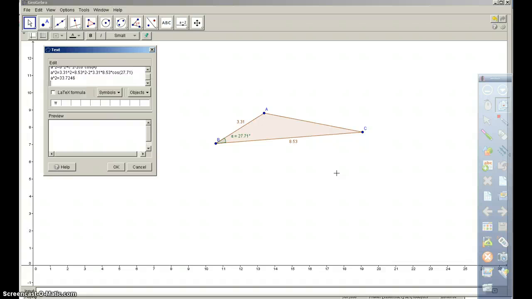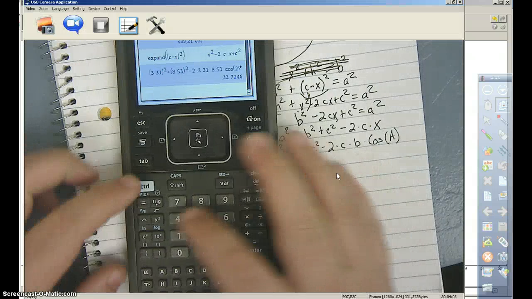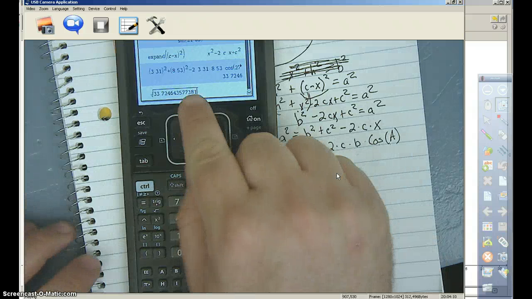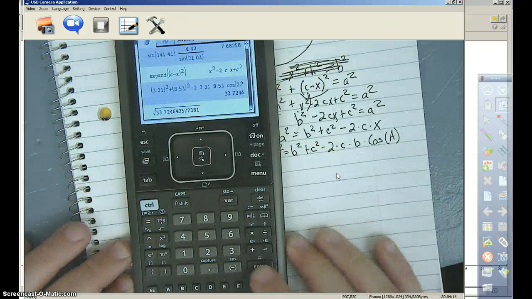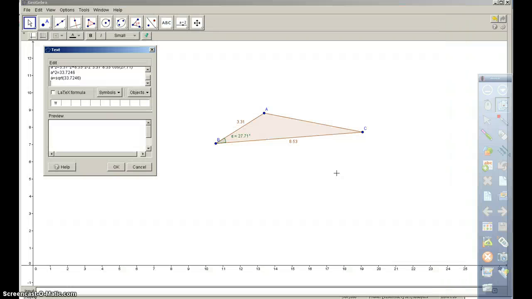So we have to take the square root of both sides, and A is equal to the square root of 33.7246, okay? And we can use our calculator again for that. So we're going to do square root of that value. And actually, you can see that's kind of nice. When I copy and paste it down, it puts a lot more digits out there, so it's going to be a lot more accurate. And I get 5.80729.